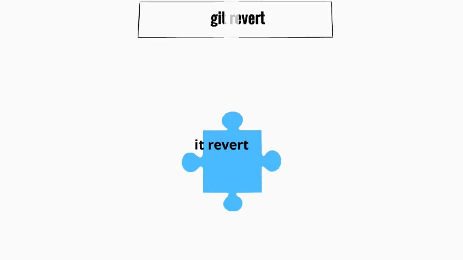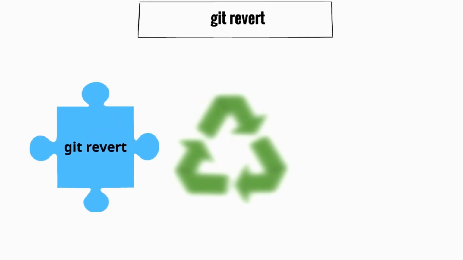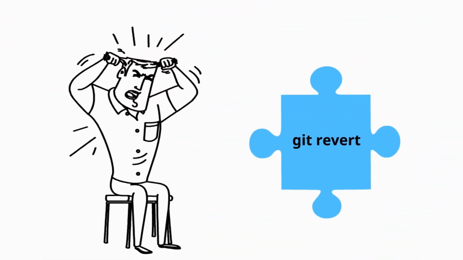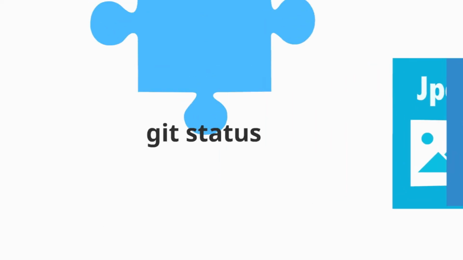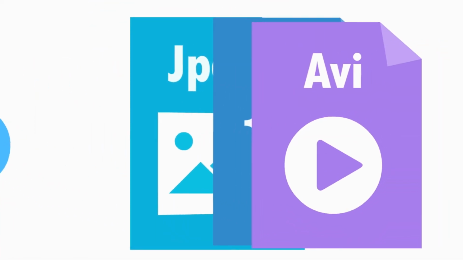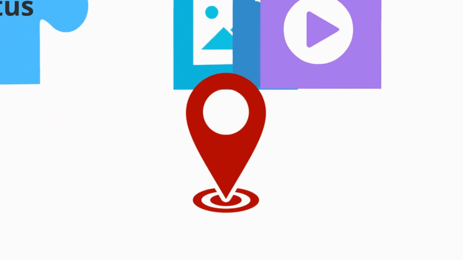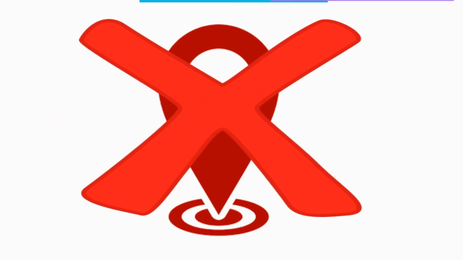Number 11. Git revert. The Git revert command lets you reverse changes using the commit hash number. If you have committed something by mistake, you will need to revert it using this command. Number 12. Git status. The Git status command displays the difference between current files and the head commit. Run this command when you are not sure of your local state.